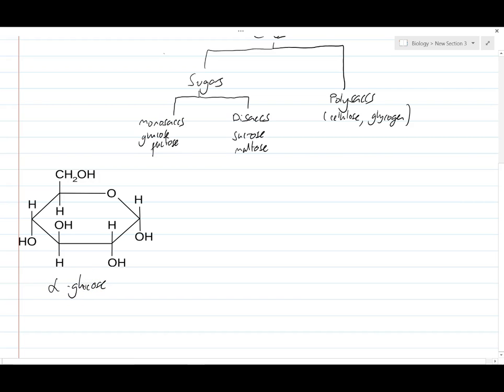Alpha glucose. You can also get beta glucose, which makes up cellulose over here. But you don't really have to know how to draw that. Might be worth learning it. It's not a massive difference at all to alpha glucose.